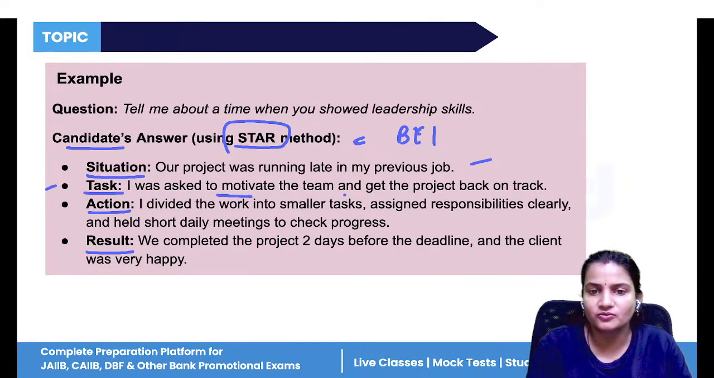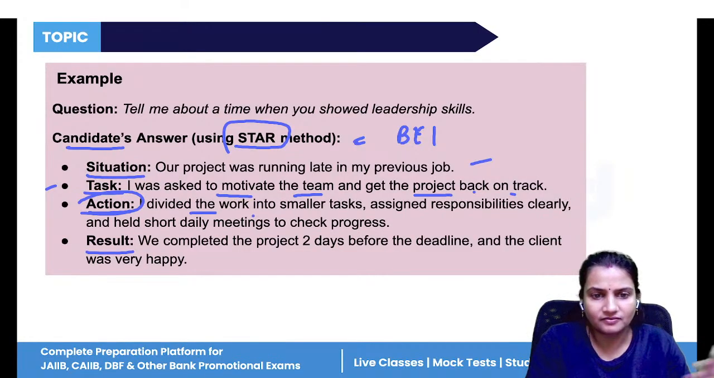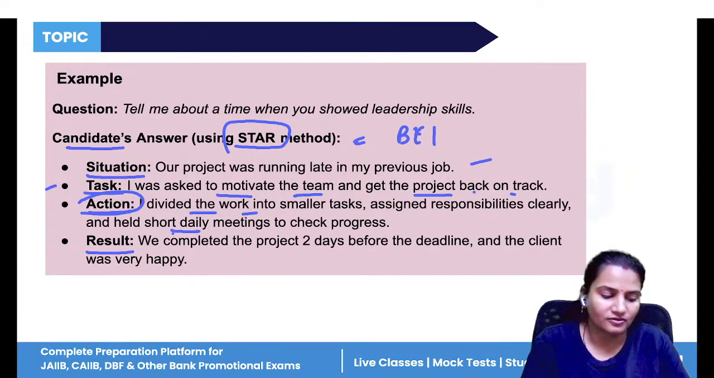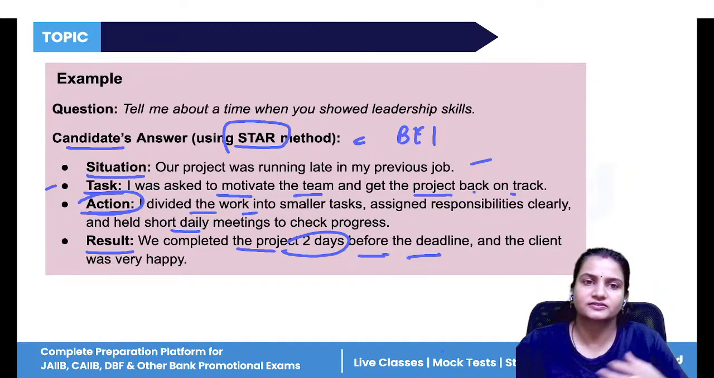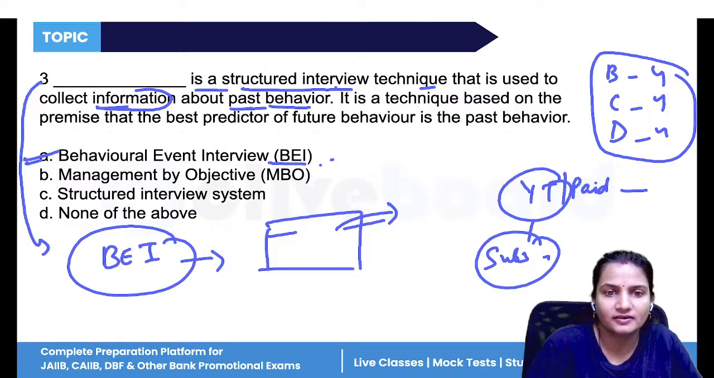So, it asks to motivate the team and get the project back on track. Then, how you took the action, how you completed that task, what activities you did to achieve those tasks. So you will say that I divided the work into small tasks so that it becomes easy for everyone to understand. Then everyone should know their roles and responsibilities well. And we also conducted daily meetings to check our progress. And the result is we completed the project two days before the deadline. So this is the answer given by the candidate in the interview. So this is all about the behavioral event interview.